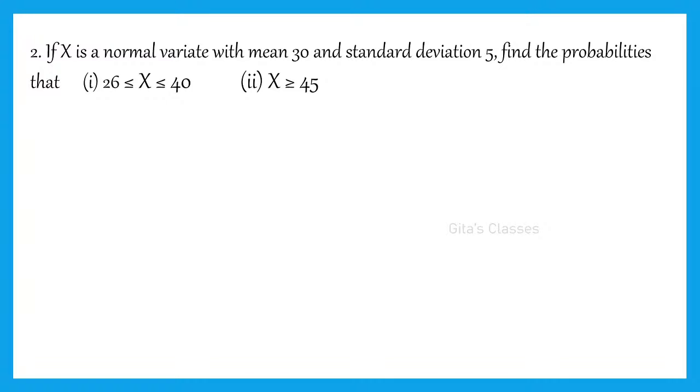Next question. If x is a normal variate with mean 30 and standard deviation 5, find the probabilities that. Why don't you try this? Mean mu is equal to 30 and standard deviation sigma is equal to 5. Please be careful. Sometimes to confuse you, they will give variance also. If variance is given, you have to take sigma as the square root of that.